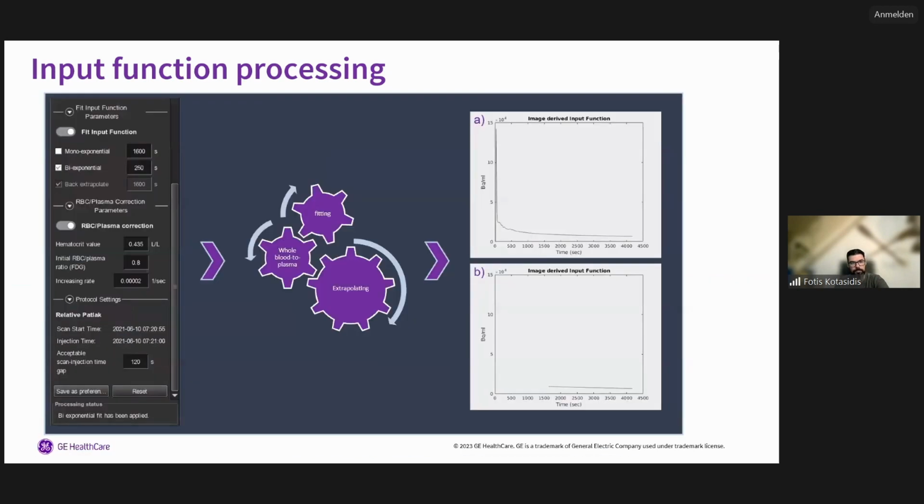And then, like I mentioned before, you have different options to fit a sum of exponentials to the tails of the input function. You have different parameters to adjust the limits of those exponentials. Also, you have the option to adjust the parameters for the red blood cell to plasma correction, or you can omit it altogether. So you have these options in order to get your image-derived input function as accurate as possible.